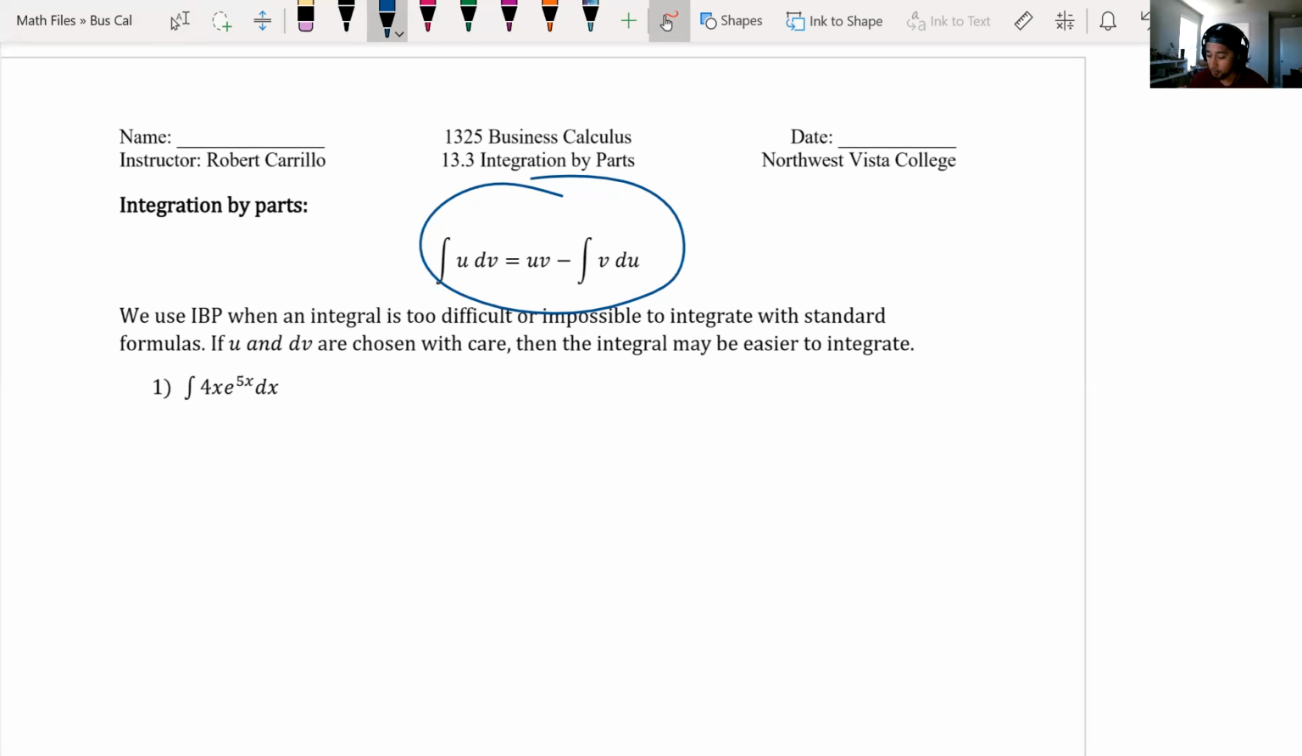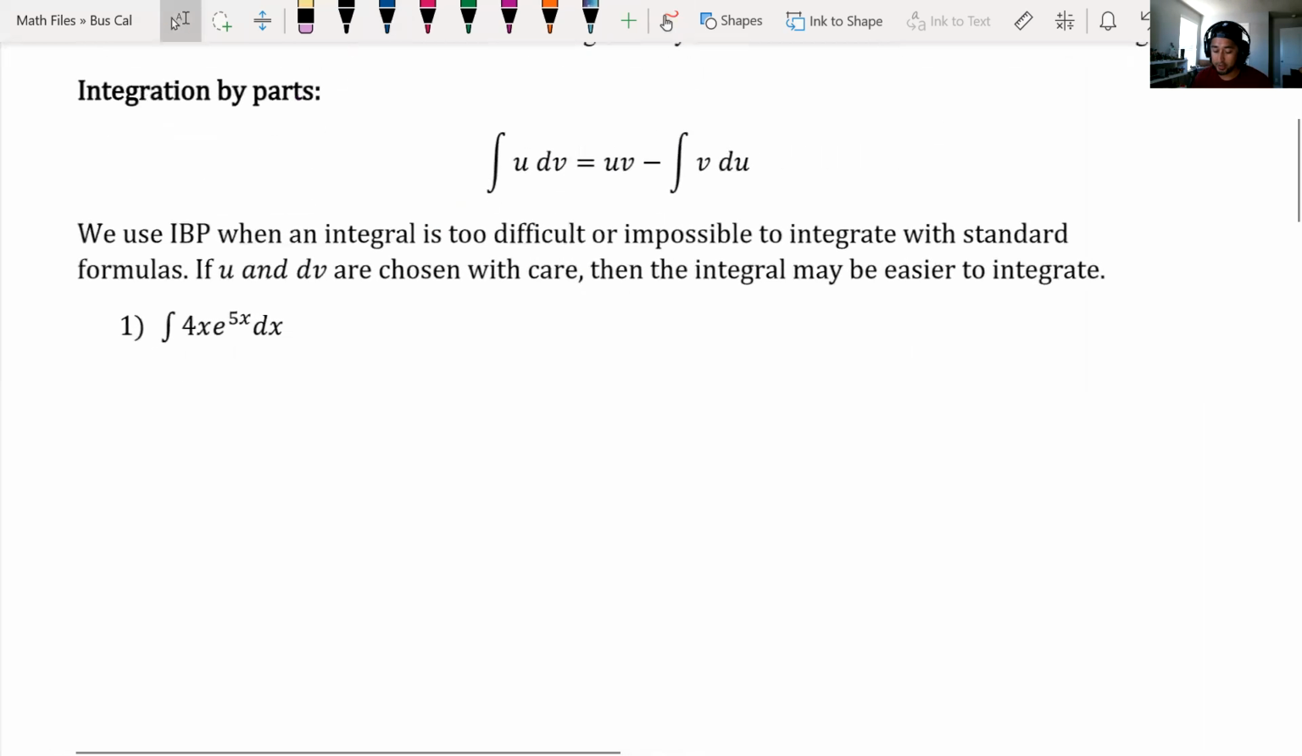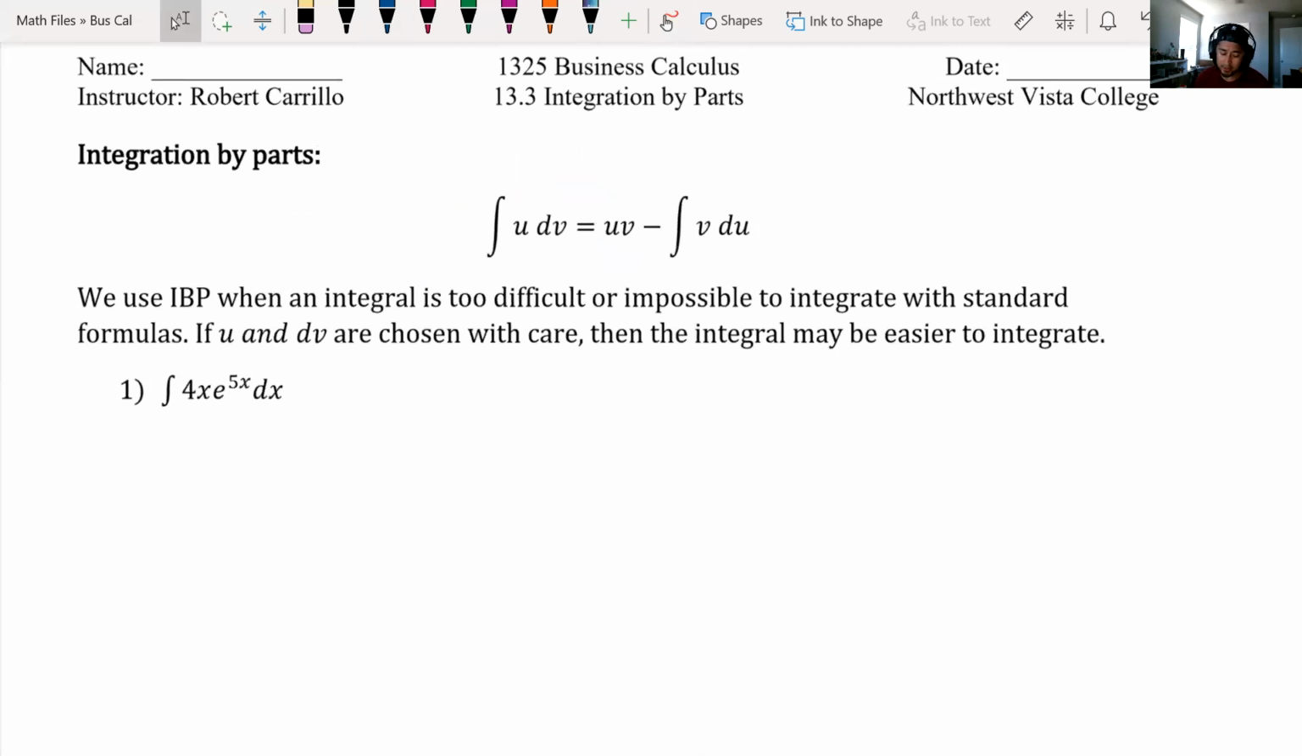So looking at our integral, we want to make the correct choices for u and dv. That's where we will start first. So let's practice this on the first integral we are given. Here we're given the integral of 4x e to the 5x dx.